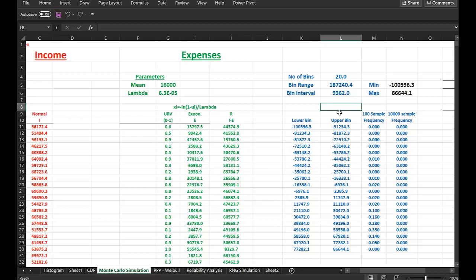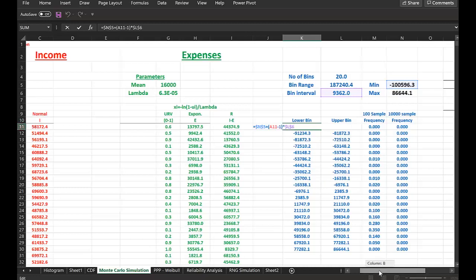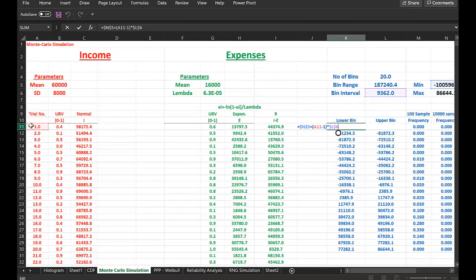We can find the lower bin limit and the upper bin limit, and using that we can find the frequency. So let us first find the lower bin and upper bin. The lower bin limit is the bin interval times the iteration number. So this is the first iteration, A11 is 1, so 1 minus 1 is 0 times the interval, that is 9362, plus the lower limit. The lower limit is the minimum value, that is N5, which is 100596.